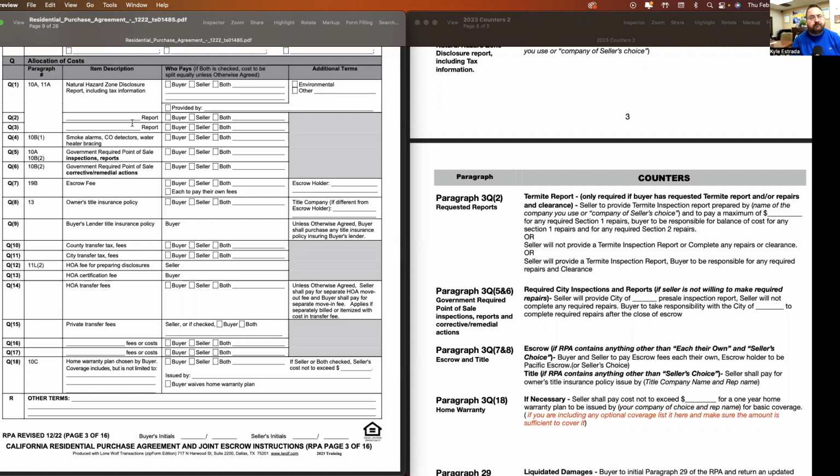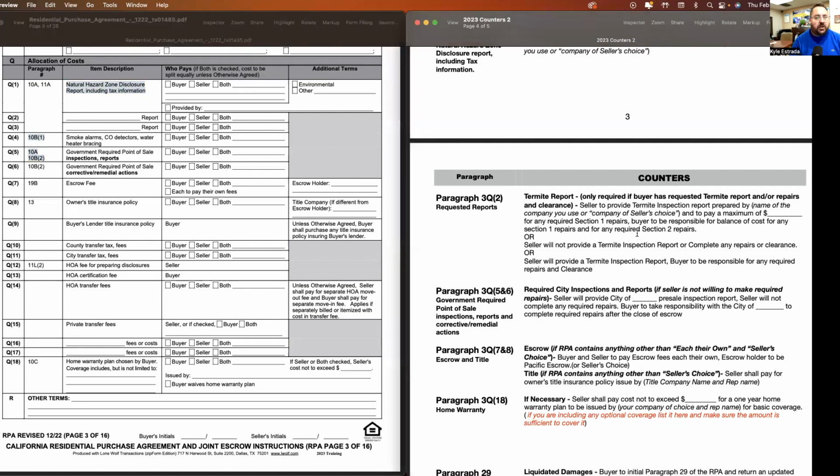Okay. Termite report and clearance. This is where the termite should be. Sometimes people are going to put it in other terms or they'll put it somewhere else in the offer. This is where it should go for the report. This is when they're requesting the report. That's where it should be. So if it is there, I would always counter to take it out.